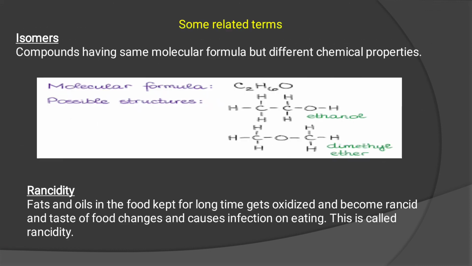Okay. The next are isomers and rancidity. These are some related terms. What are isomers? Compounds having the same molecular formula but different chemical properties. So here you can see the examples. And rancidity is when fats and oils in food kept for a long time get oxidized and become rancid, and the taste of the food changes and it causes infection on eating. This is called rancidity. Okay, so these are two terms that are generally asked sometimes as definitions.